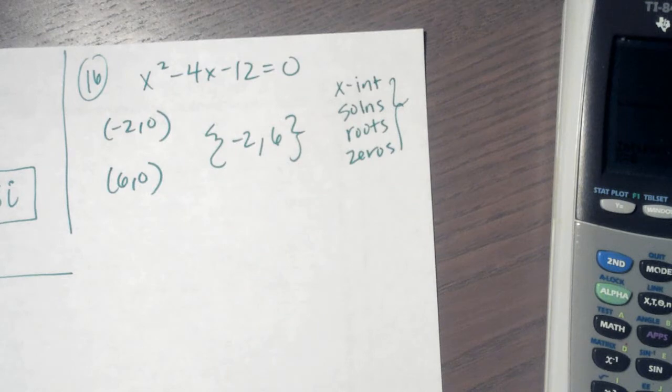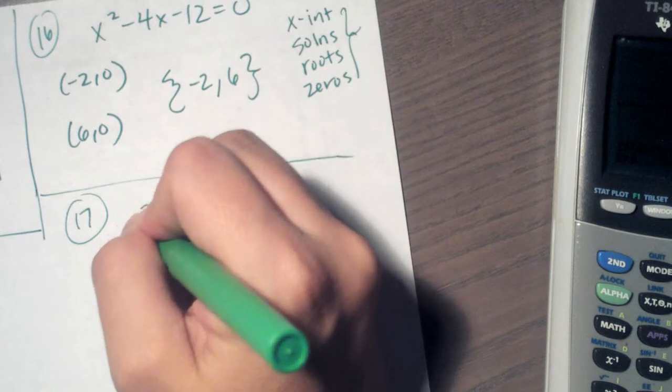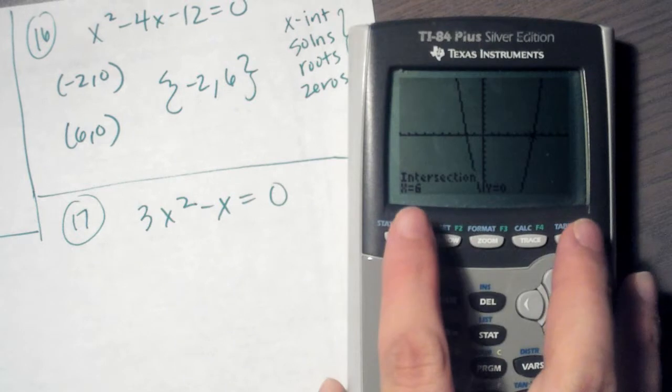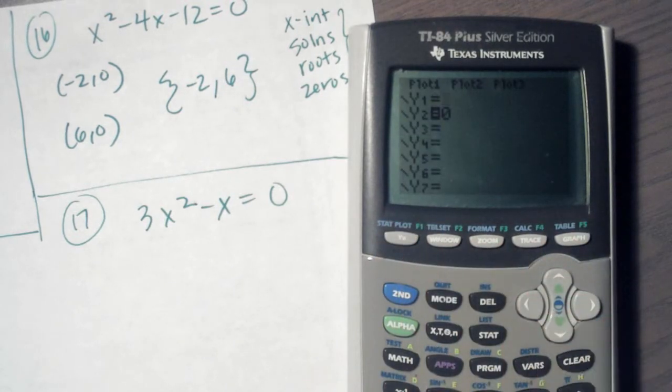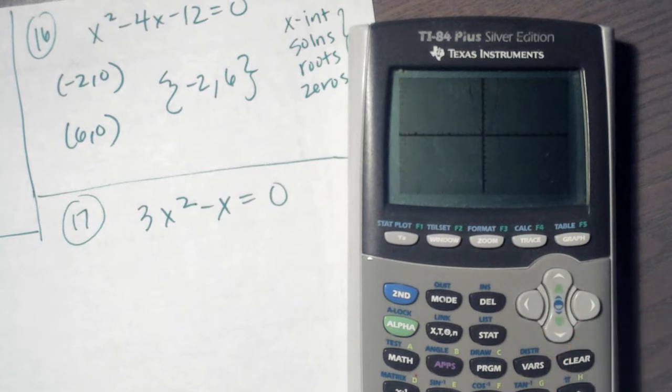Let's go to number 17. I'll try one more. So I have 3x squared minus x equals 0. Same thing. I'm going to go back to y equals. Replace my first equation with 3x squared minus x. Hit graph. There's my graph. And so I want to zoom in just a little bit. So I'm going to hit zoom and then zoom in so I can see it a little bit better. There it is. It looks like 0, 0, but I'm not really sure. Let me zoom in just a little bit more because it looks a little funky.